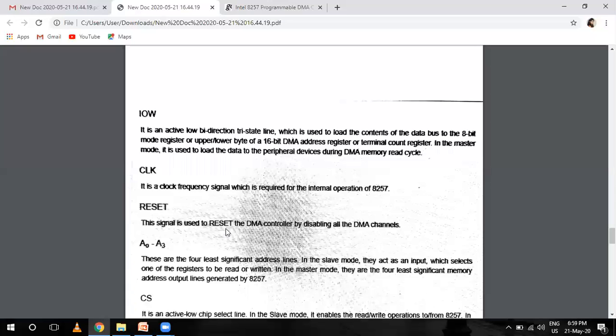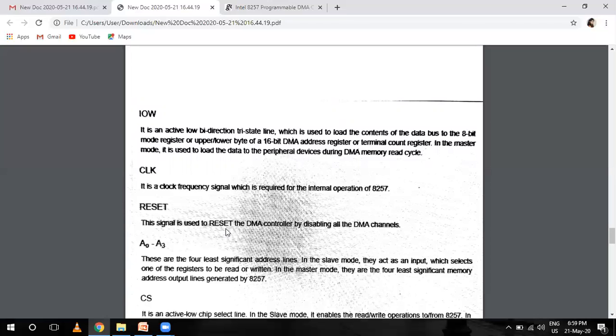In the slave mode, it is an input which allows the content of the data bus to be loaded into the 8-bit mode set register, or in the master mode, it is an output which allows the data to be output to a peripheral during a DMA read cycle.